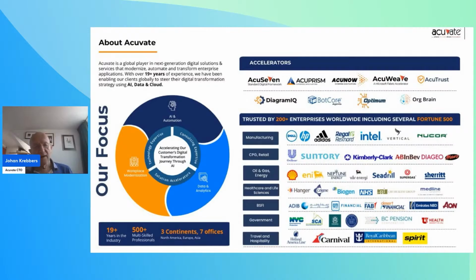First, talk about Acuvate. Acuvate is a system integrator. That means we are not a product company, but we're bringing end-to-end solutions to the market. We have three practices. One is the data analytics, data and AI practice. I'm part of the data and AI practice as a CTO.